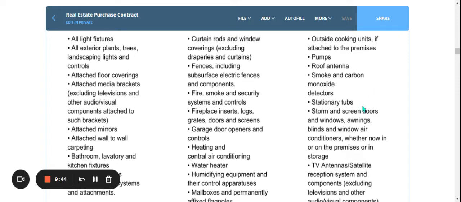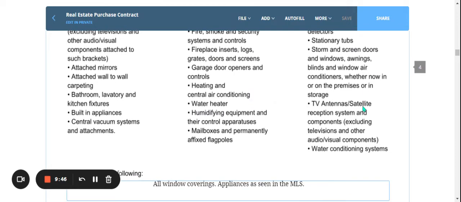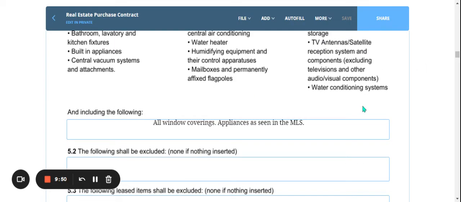Now, what actually doesn't come with the house is appliances. That's a common misconception that appliances come with a house. It doesn't, but it does look nice for sellers to leave appliances for the new buyers.